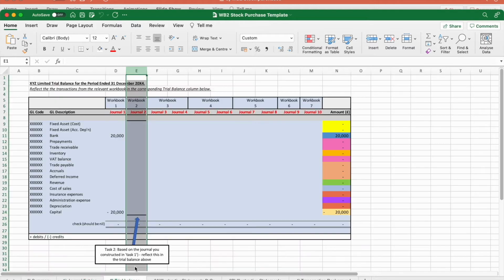And then once you have posted these two journals, reflect this overall summary journal in the trial balance. So there should be debits and credits here impacted in this column for Workbook 2, and then review that in the illustrative financial statements in 3A and 3B. So that's the same story as last time.